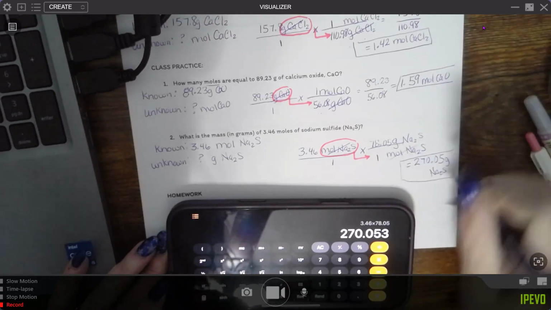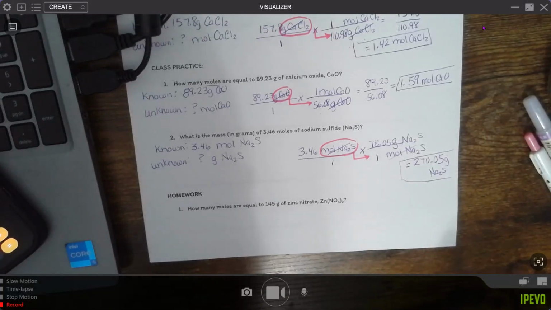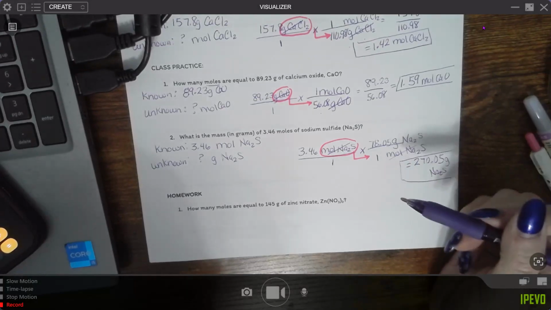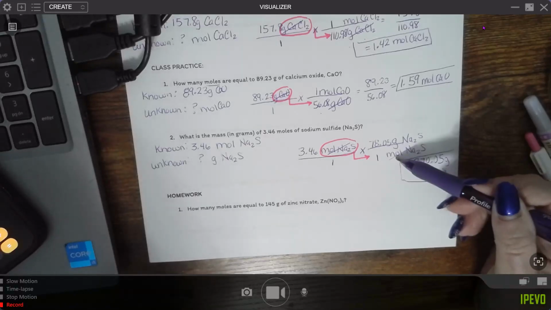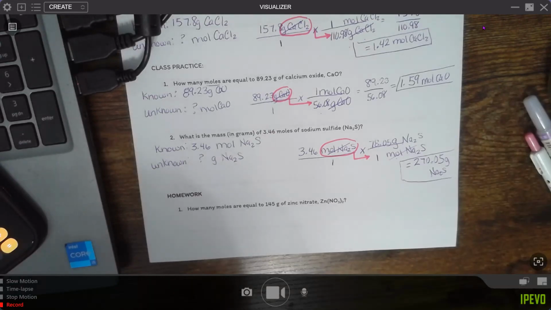Hopefully that helps you understand how to figure this out. One of the key things we've got to do in this unit is remember what units go where, and then what numbers go with what units. If you can figure that out, you're going to be happy when it's test day.